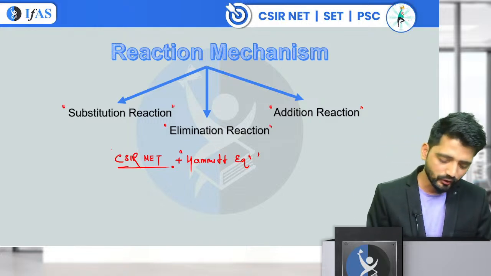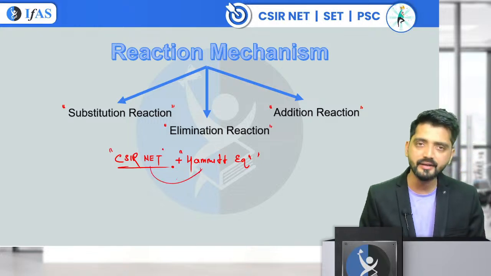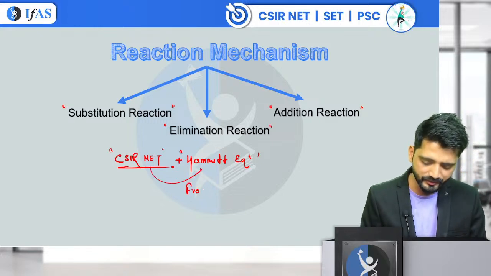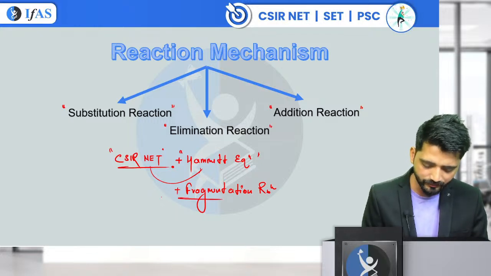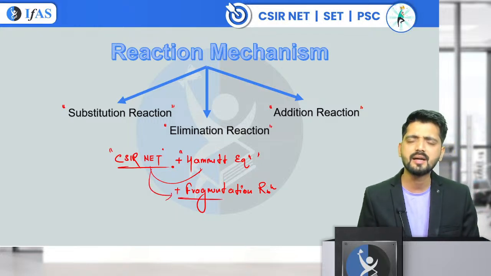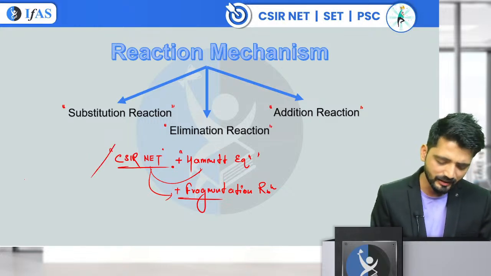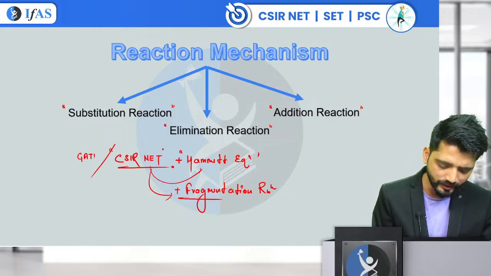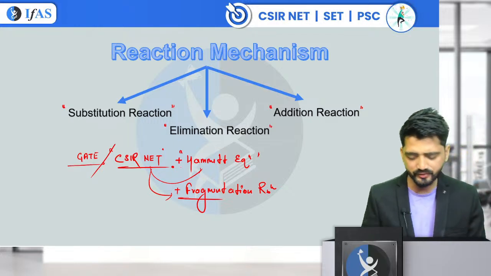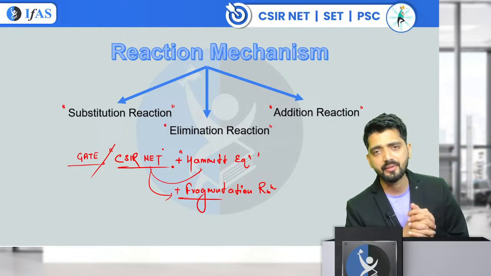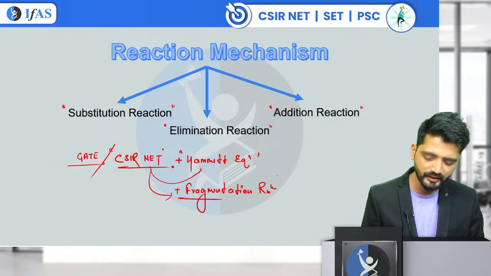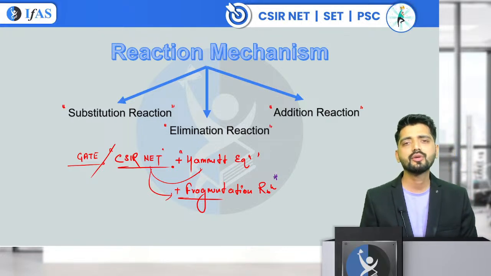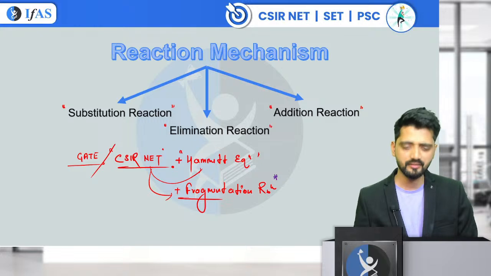So for CSIR NET, the Hammett equation will be added, and one more topic is fragmentation reactions. This topic is added for the CSIR NET exam, the GATE exam, and for the SET exam also you can study fragmentation. That may also help you. For the GATE exam and CSIR NET exam, we need to focus on the Hammett equation plus the fragmentation reactions part. Of course, this carries a very huge weightage in the CSIR NET exam. Always one or two questions are asked from here in the Part C section.